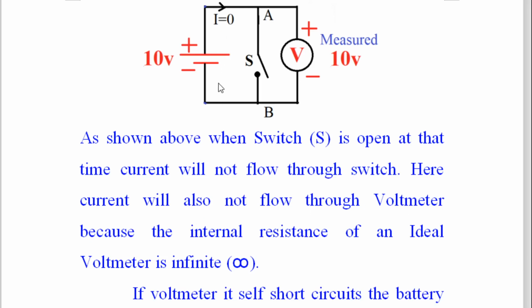Then some students feel that if the current is not flowing through the switch, then does current flow through the voltmeter, and because of that the voltmeter is measuring 10 volt. So what is the answer? Here the current will also not flow through the voltmeter because the internal resistance of an ideal voltmeter is infinite. This voltmeter is performing the job of measurement of voltage.